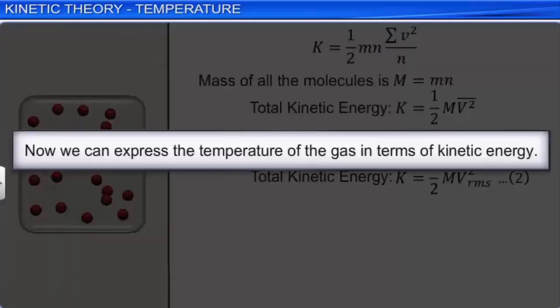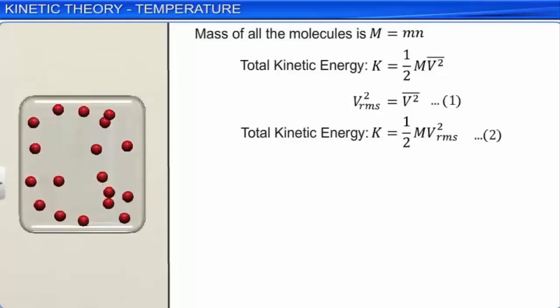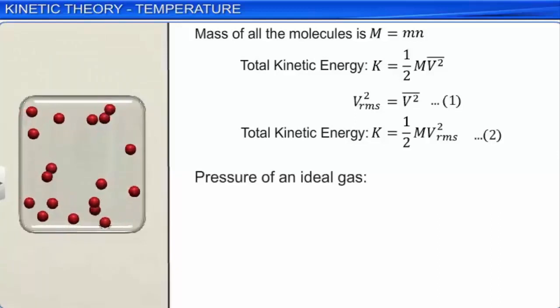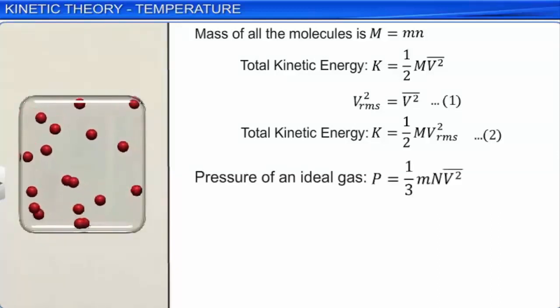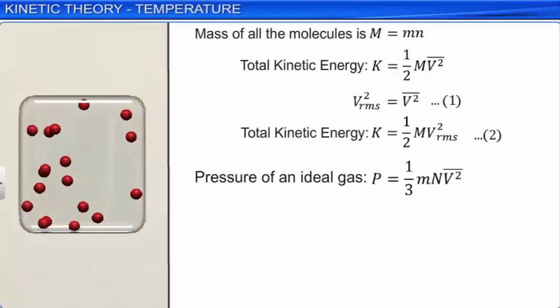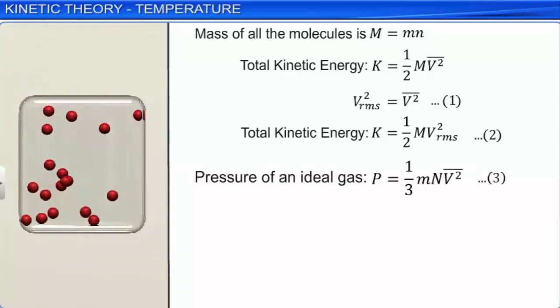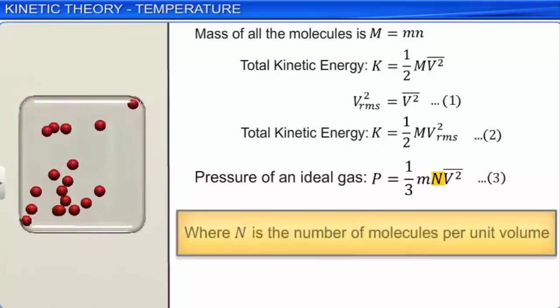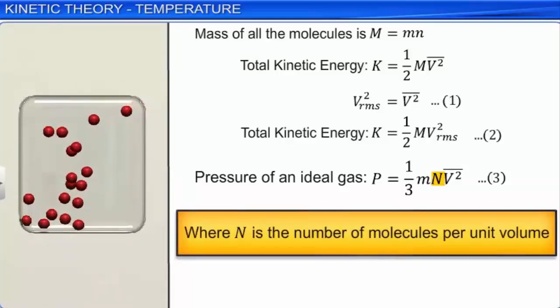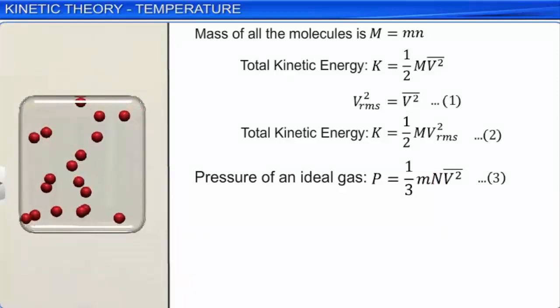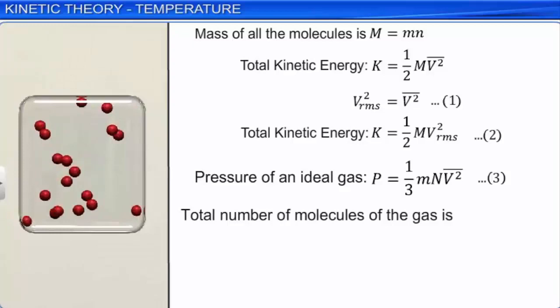Now, we can express the temperature of the gas in terms of kinetic energy. We know that from the kinetic theory of gases, the pressure of an ideal gas, P, is equal to 1 by 3 m n v square bar. Let this be equation 3, where n is the number of molecules per unit volume. Let V be the volume of the gas. Then the total number of molecules of the gas is N is equal to n multiplied by V.